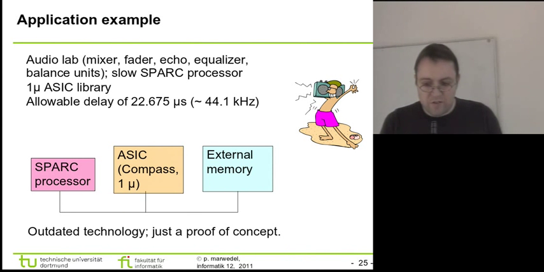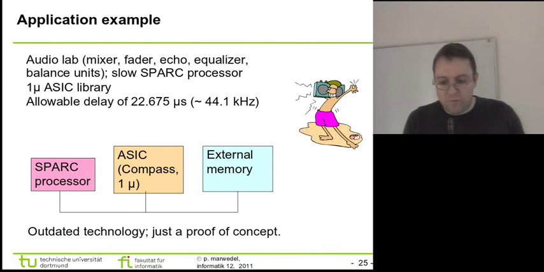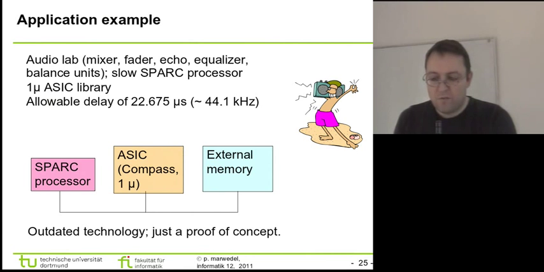So the hardware in our system looks like that. We have the SPARC processor, we have an ASIC with a 1 micrometer technology, and we can afford some external memory to store data and programs. Actually, this is far outdated technology, but we can use it as a simple proof of concept here.